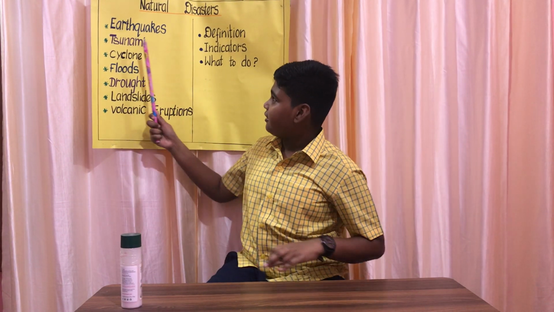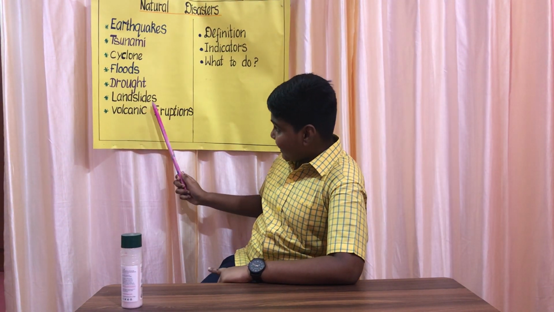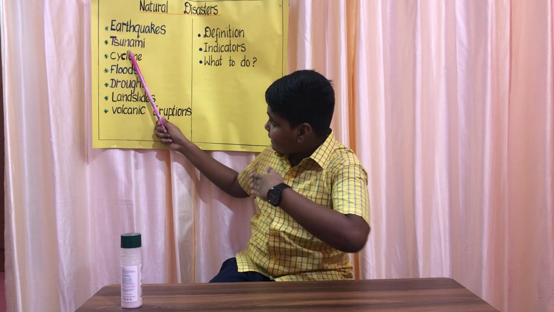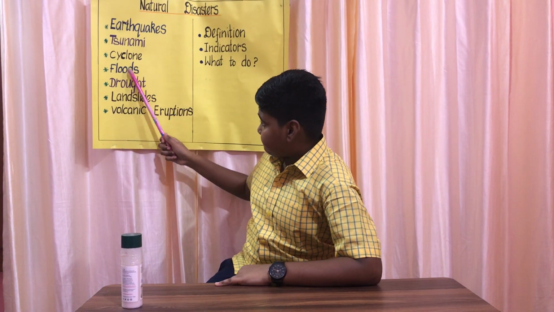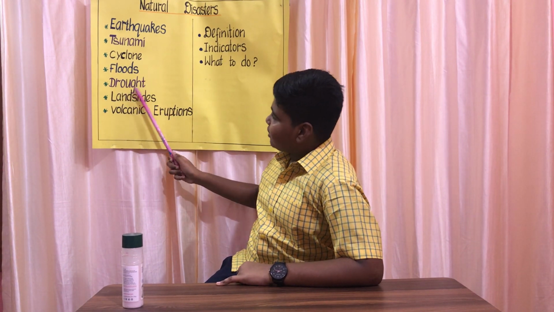And next, landslide. So I'm going to now arrange these in order of destructiveness. Earthquake is the first most destructive. The second is landslides. The third is volcanic eruption. The fourth is tsunami, because a tsunami wipes out everything. The fifth is floods. The sixth is cyclone. And the seventh is drought.